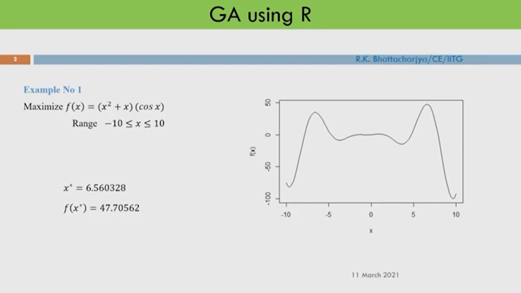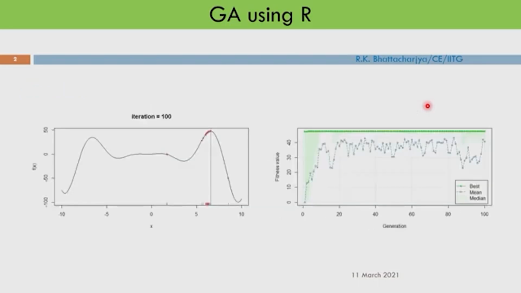There are two optimal solutions, as you have seen on the graph. In this particular function there are two maxima, and we will try to find the global maxima between minus 10 and plus 10 using genetic algorithm. The solution is x star equal to 6.560328. This is the maxima of this function, and the function value at the maxima is 47.70562.